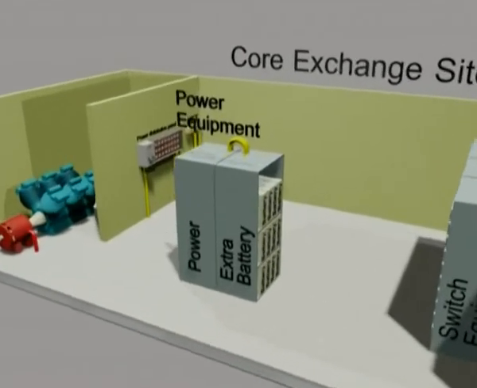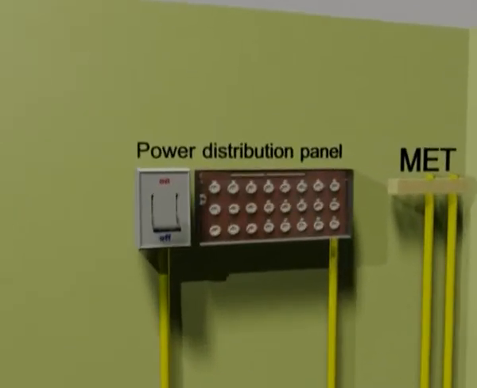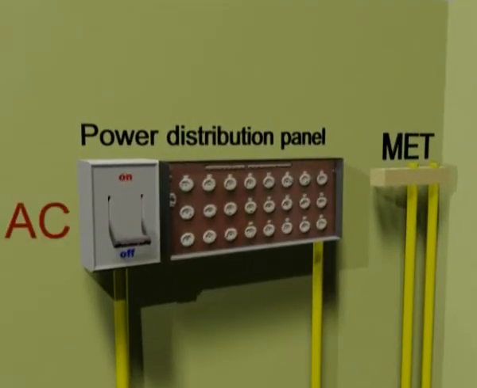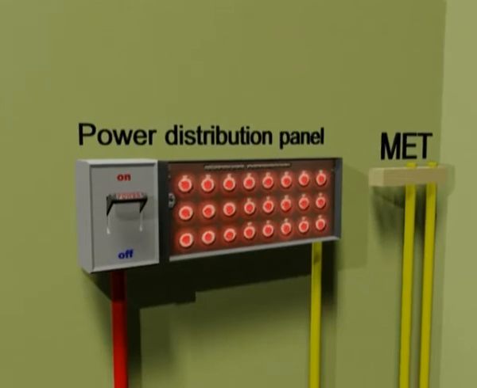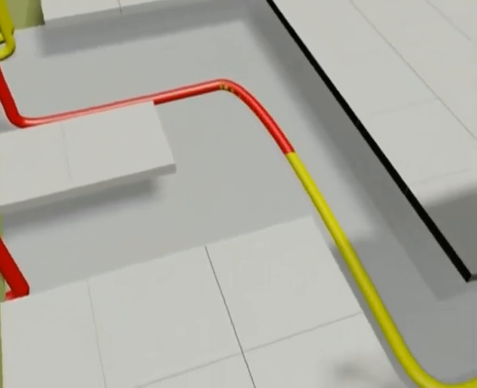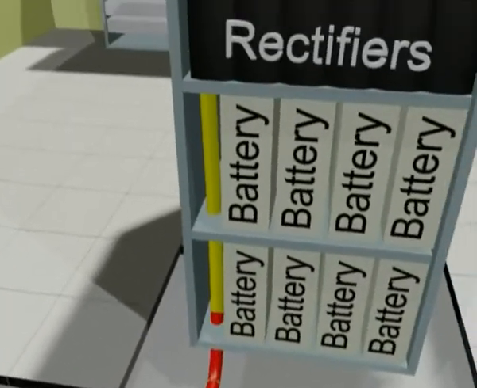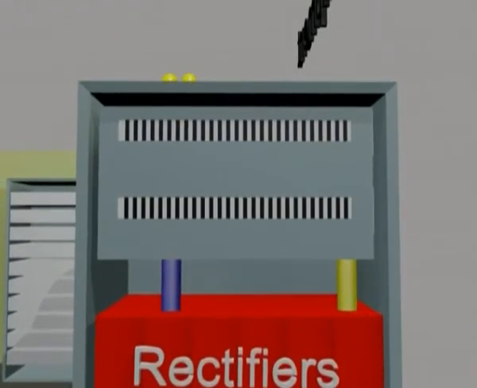If we take a look at a typical power distribution, we will see the AC input power source at a main switch. This could be situated inside the switch room or in another room in the building. The AC power is divided into branches and distributed to the various equipments, such as our power cabinet. The power cabinet contains rectifiers to convert AC to DC.